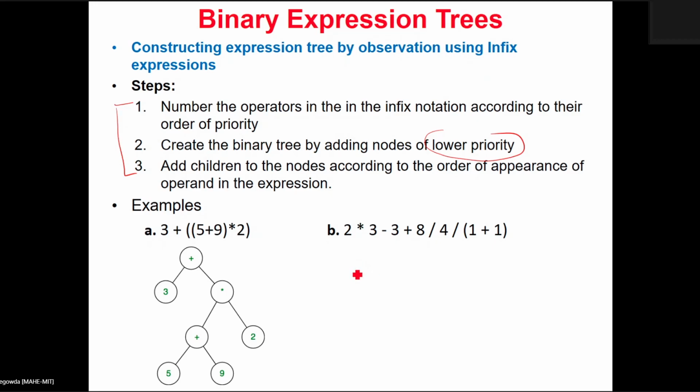Now let us assume that the expression given is 3 plus (5 plus 9) star 2. Okay, this is the expression. Through observation, I want to build a binary expression tree. If you look at this, which is the operator having the highest priority? 5 plus 9. This is the innermost parenthesis, so it is evaluated first.